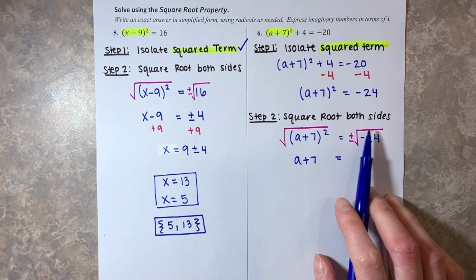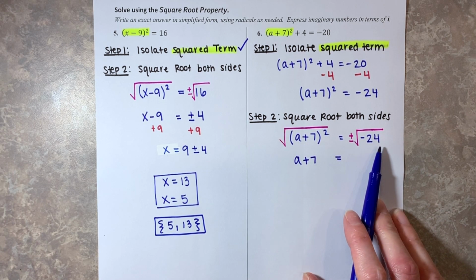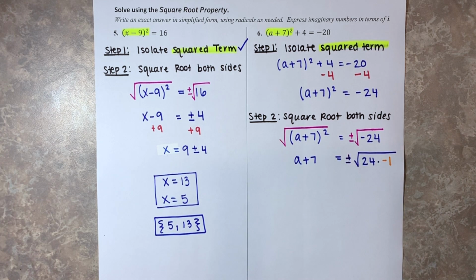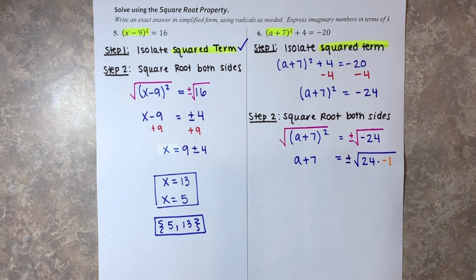Now we want to simplify this radical. Notice anytime you have the square root of a negative number, that's an imaginary number, and we always like to write imaginary numbers using i. The first step of that process is we're going to rewrite negative 24 as 24 times negative 1. Now, let's break this apart into two separate radicals.